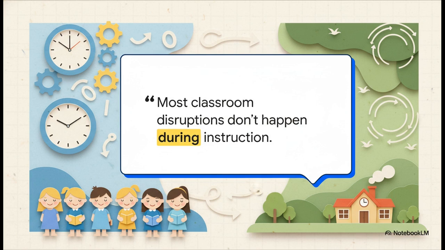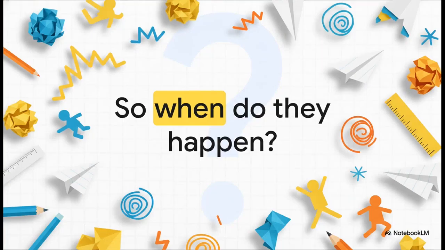Most classroom disruptions don't happen during instruction. That's a pretty wild statement, isn't it? I mean, we spend so much time planning engaging lessons, thinking that's the key. But this suggests the real trouble spots, they're hiding somewhere else. So that begs the question, right? If it's not happening when we're teaching, when is it happening? Where's all that chaos coming from?